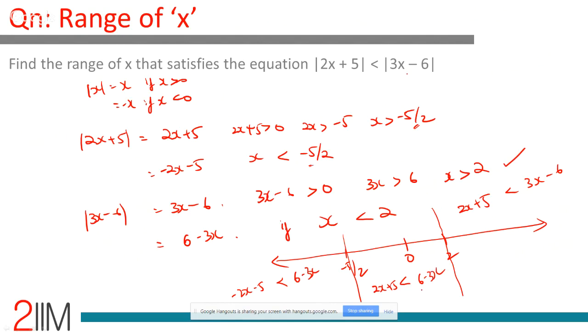Solve for this, solve for this, solve for this. Then verify what part of the solution range you get for x fits the criteria that you have assumed. So here you solve and then impose the criteria that x has to be greater than 2. Here you solve and then you impose the criteria that x lies between minus 5 by 2 and 2. Here again we'll solve and then impose the criteria that x should be less than minus 5 by 2. Put all of that together and get to the right answer.